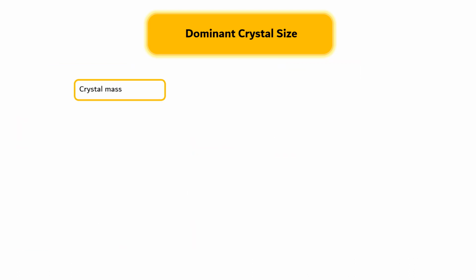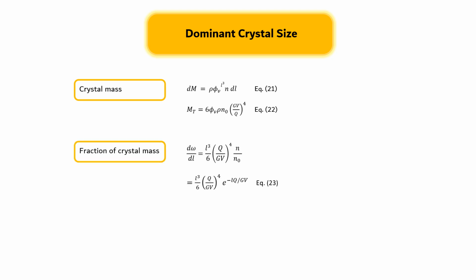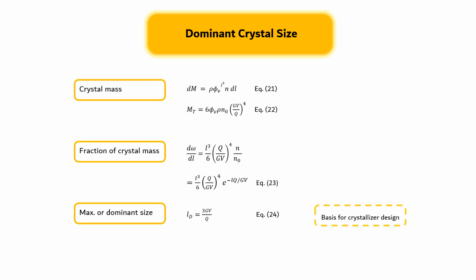The mass for a given size range is described by equation 21, whereas the total mass of crystals can be calculated using equation 22. Change in the fraction of crystal mass can be calculated using equation 23. If the derivative of equation 23 with respect to L is set equal to 0 and solved for L, the maximum or dominant size can be calculated using equation 24. This characteristic size is often used as the basis for the crystallizer design.